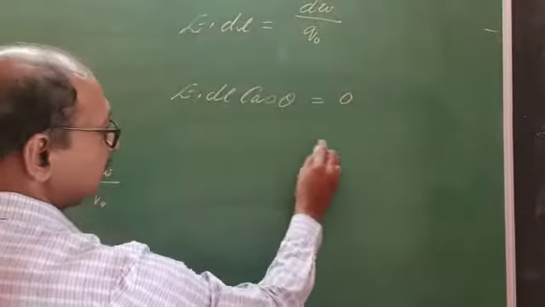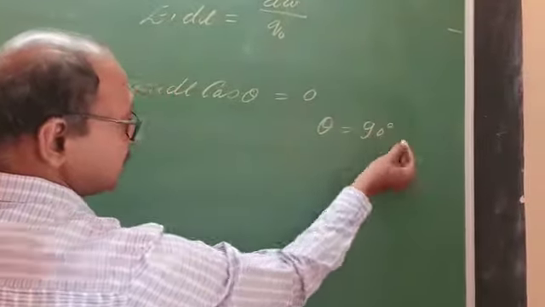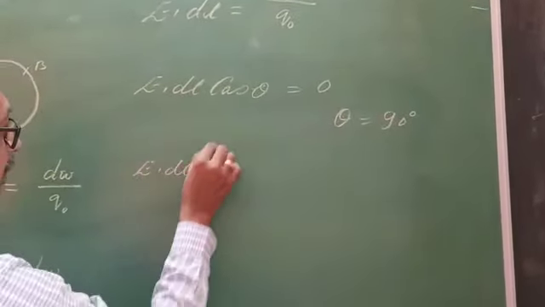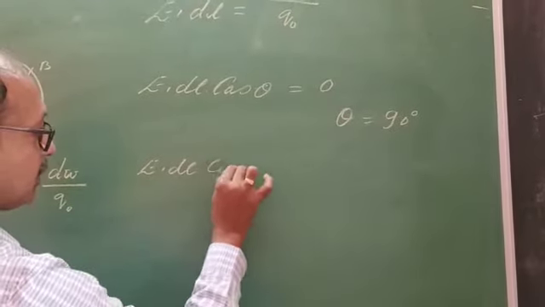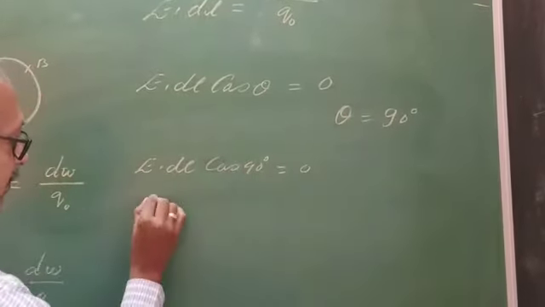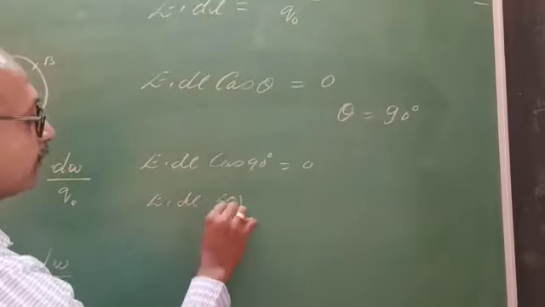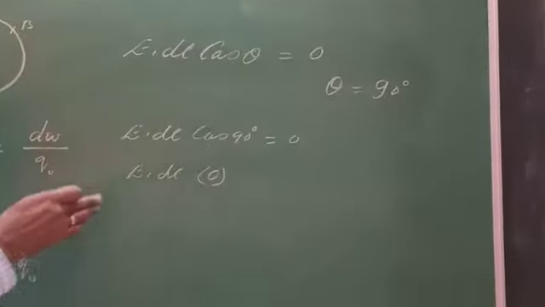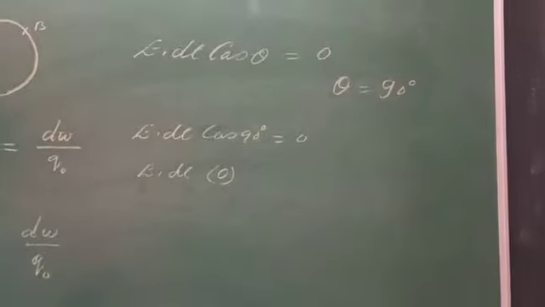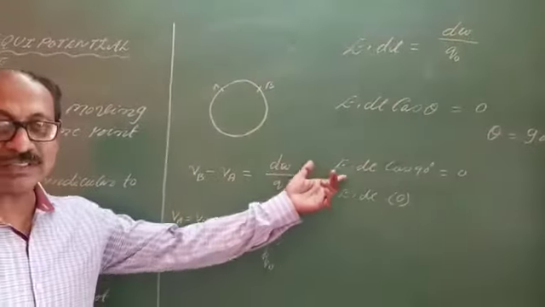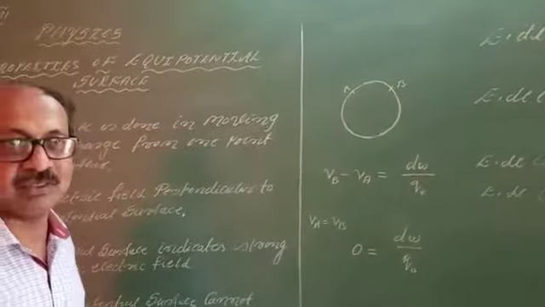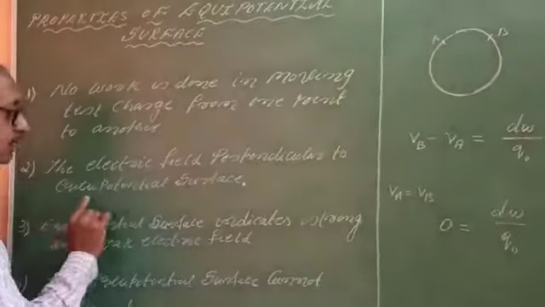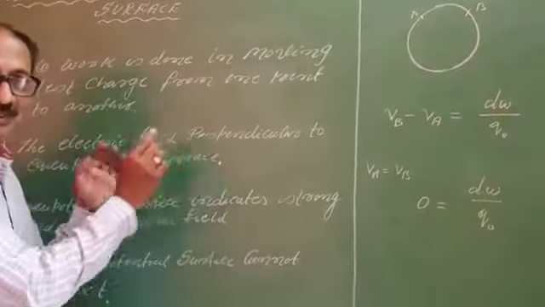How does it become 0? Here theta is equal to 90 degrees. Whenever theta is equal to 90 degrees, E into dl cos 90 degrees is equal to 0. So it shows that E, that is the electric field, is always perpendicular to the surface. So this is the second property of the equipotential surface: the electric field is perpendicular to the equipotential surface.